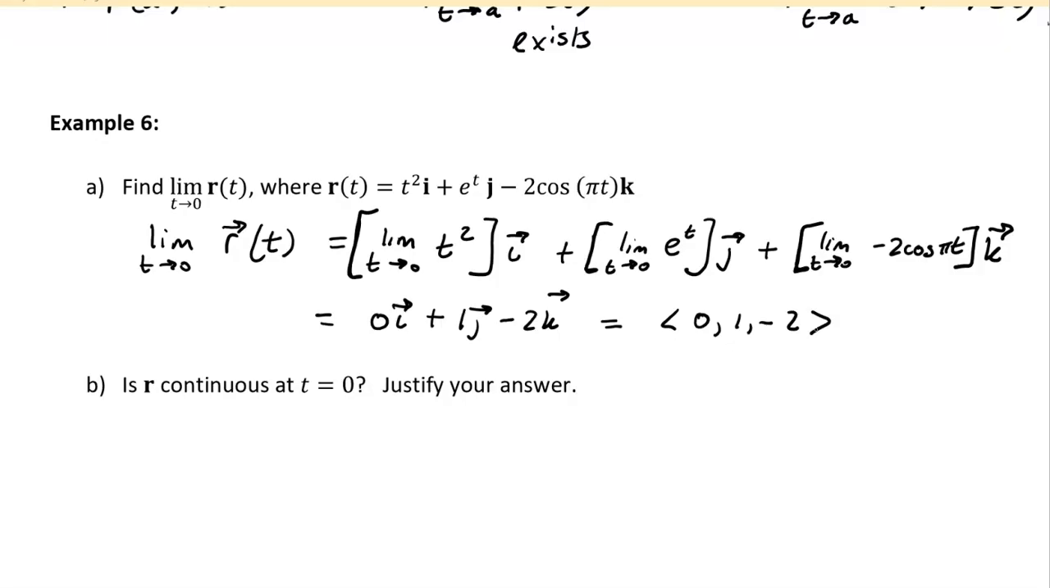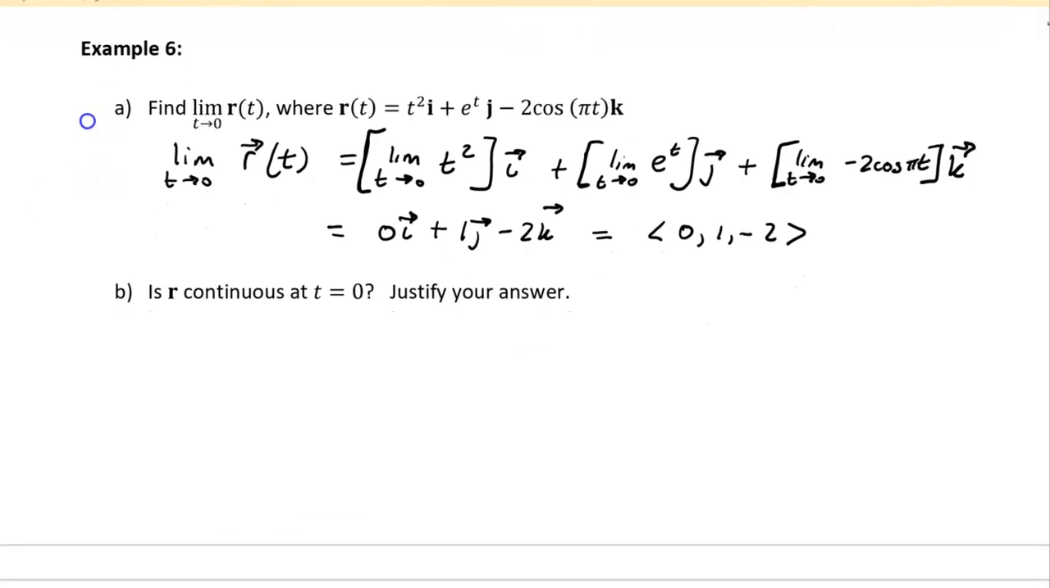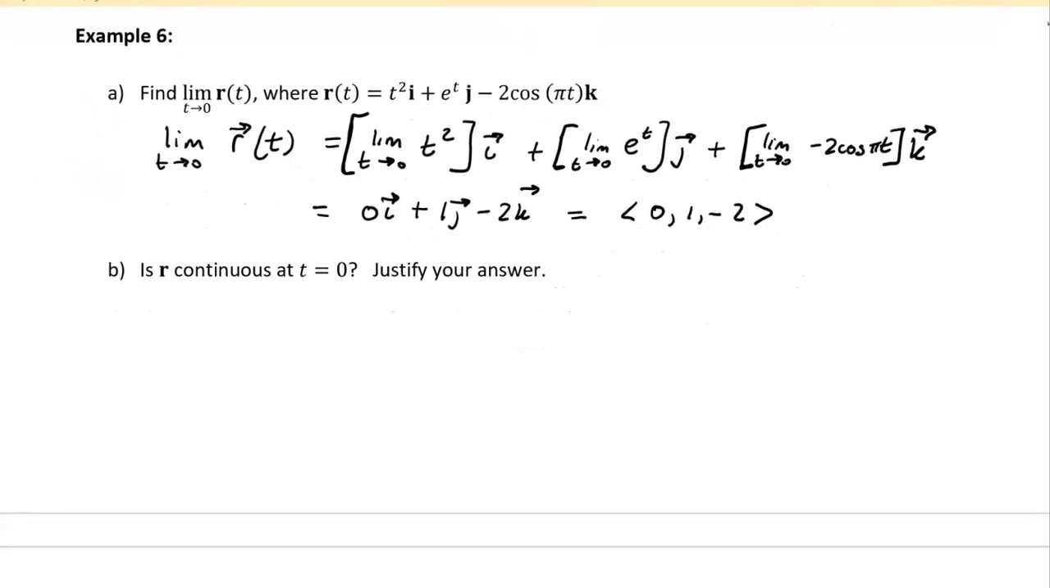So notice now our limit isn't just a value. The limit is a vector, and each of the components is a value. Is r continuous at t equals 0? Justify your answer. You don't have to use the limit definition for continuity right here if you don't want to, as long as you give me something like this.